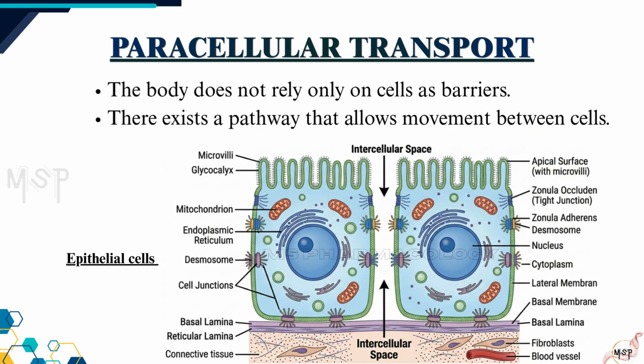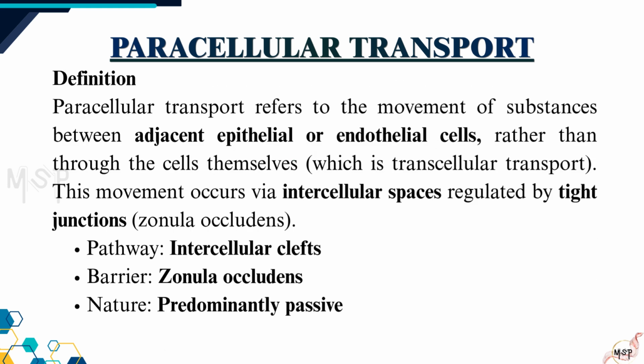When we consider how the body moves substances across tissue barriers, we often think of cells as solid walls. But there's a critical pathway that avoids the cell entirely. This is paracellular transport, distinguished from transcellular transport. Paracellular movement occurs between adjacent epithelial or endothelial cells through intercellular clefts without crossing cell membranes. In contrast, transcellular transport involves substances moving directly through cell membranes. Paracellular transport is predominantly passive, relying on gradients rather than cellular energy.